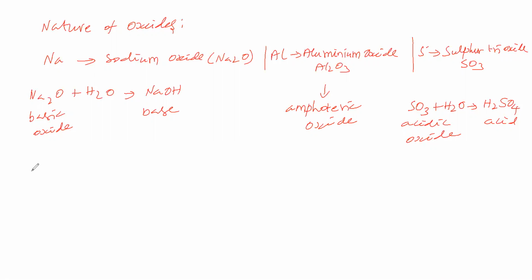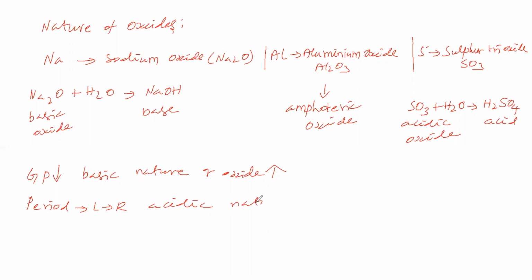How, down the group, what happens to the nature of oxide? Down the group, basic nature of oxide increases. Basic nature of oxide increases down the group. So, along the period, left to right, what happens to the acidic nature? Acidic nature of oxides increases along the period.